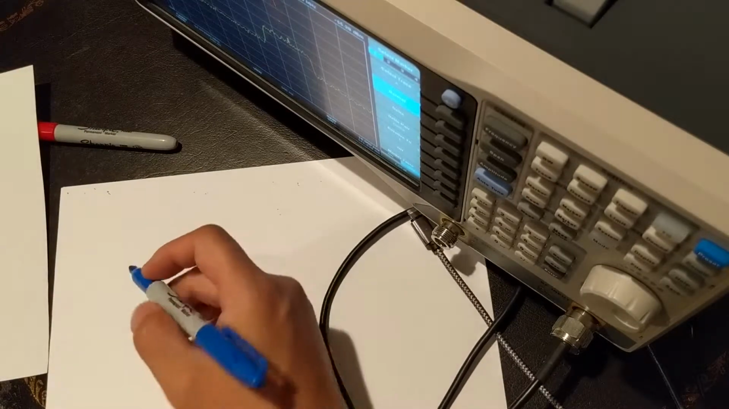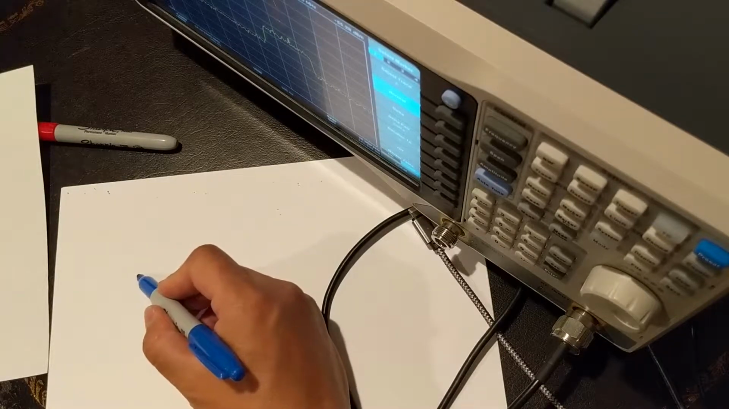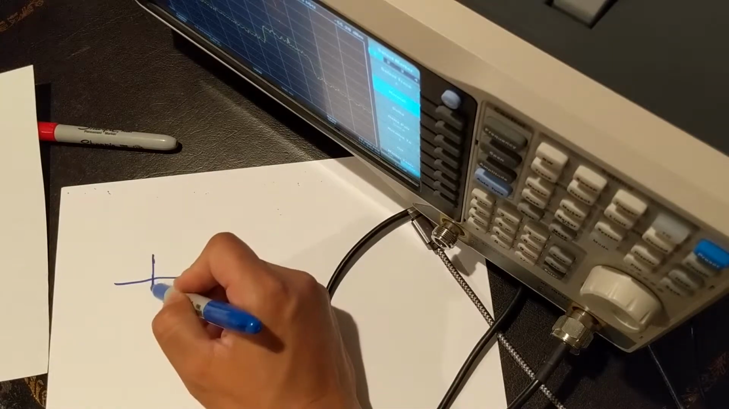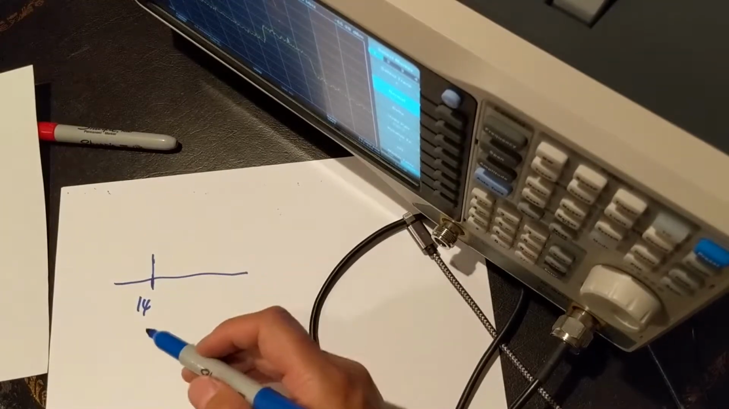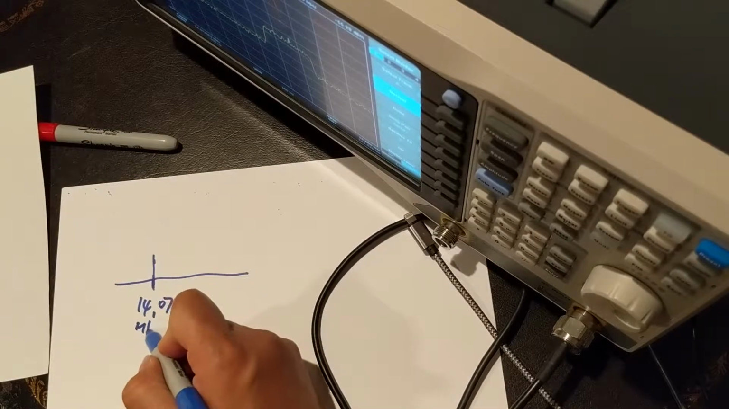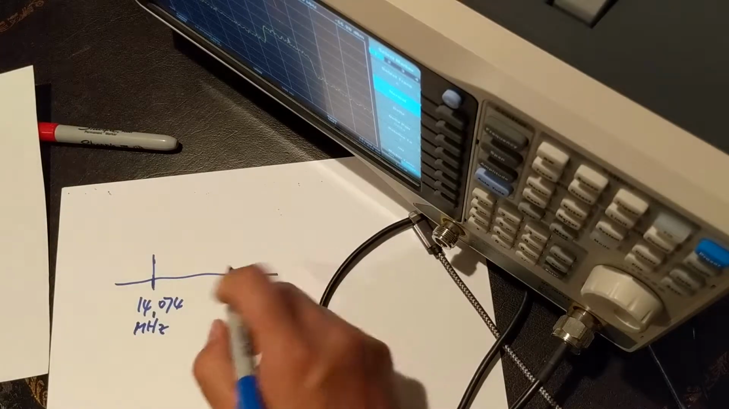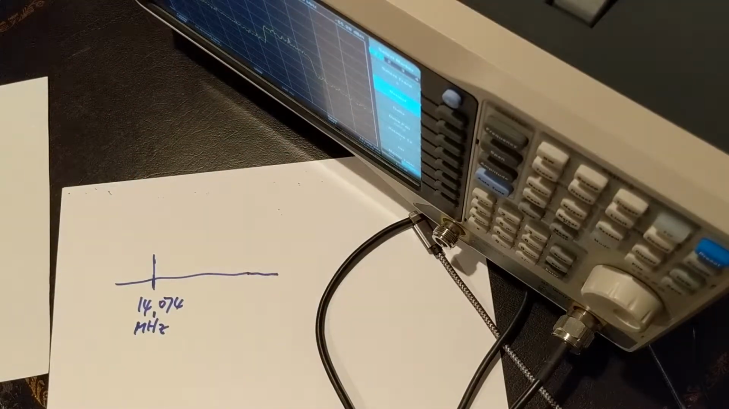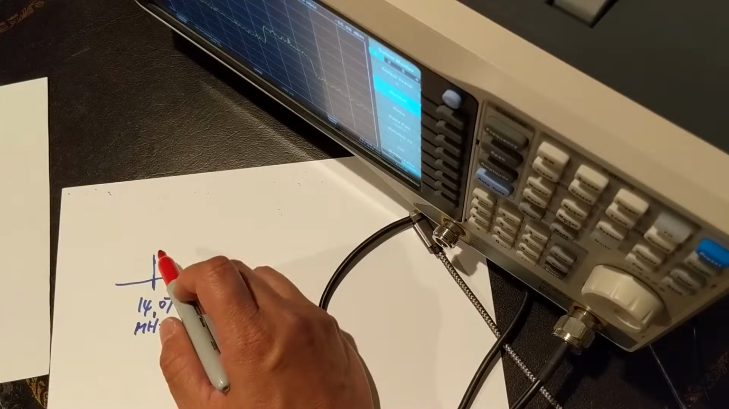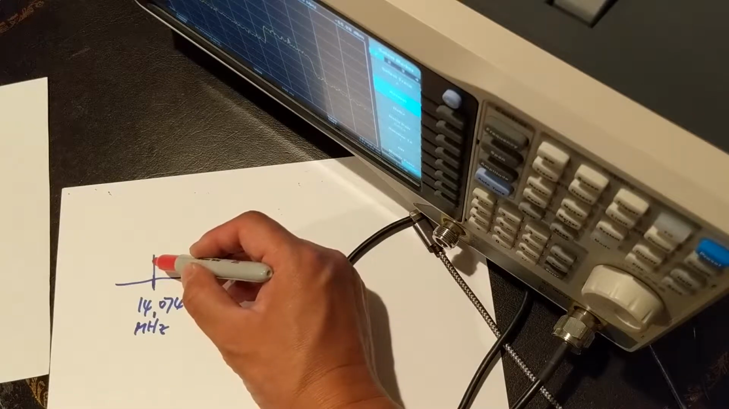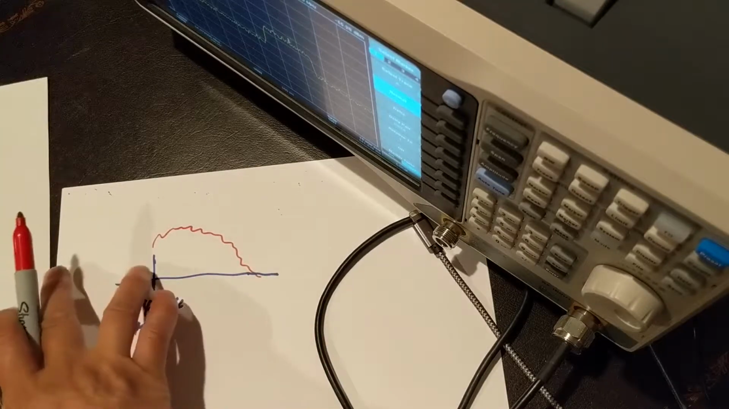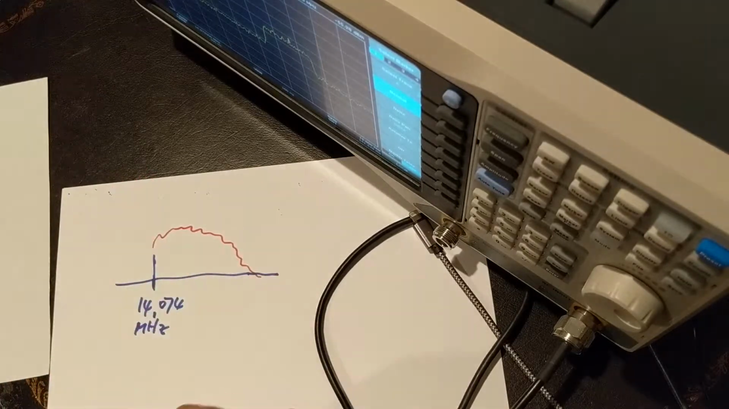Let me explain to you. We transmit USB, which means upper band. This is what we want: 14.074 megahertz. This is what I want. A standard USB for voice looks like that. This is USB, and the LSB is on this side.